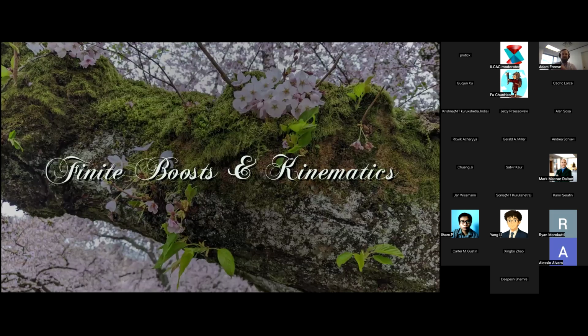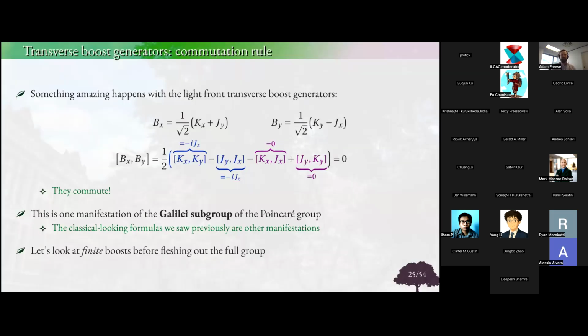So I'll move on to stuff about finite boosts and kinematics next, because the transverse boosts I've been looking at so far have been infinitesimal. So, first of all, before actually looking at the finite boosts, there's a really amazing thing that happens with these infinitesimal boosts, with these generators.